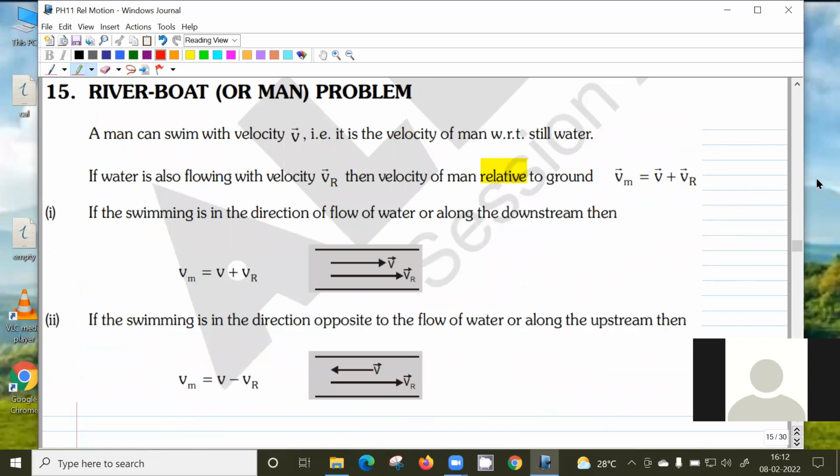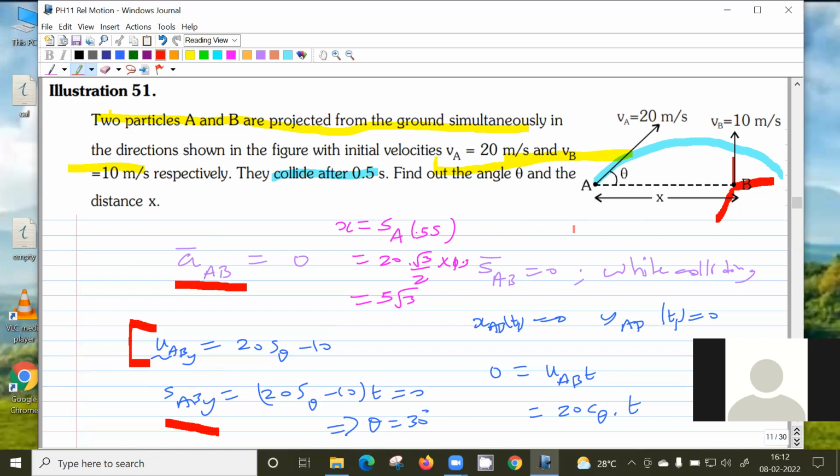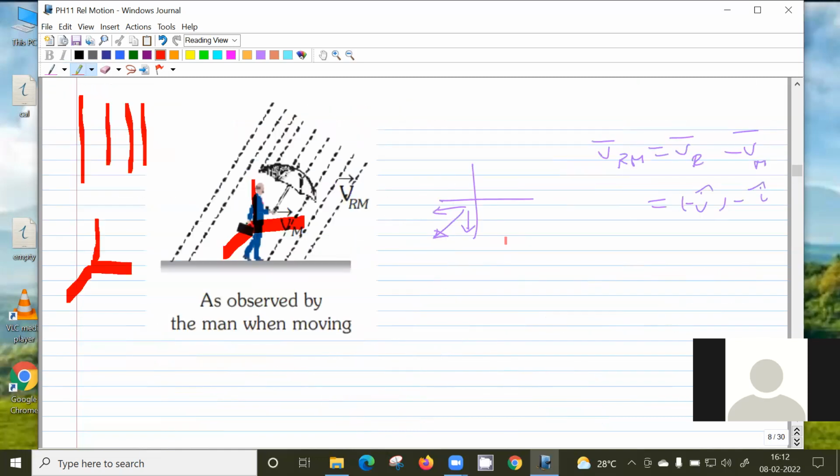Okay, riverboat problem. Just now we have finished the rainman problem, right? Okay, maybe we have to solve one more problem.